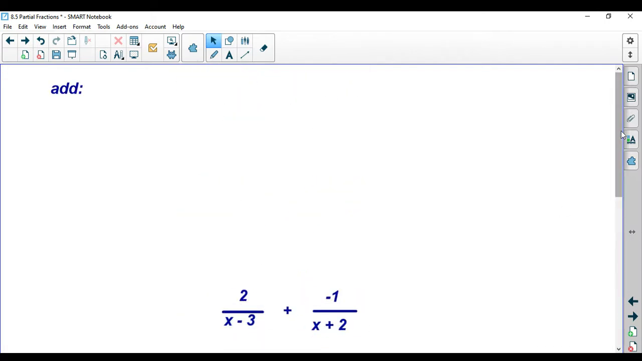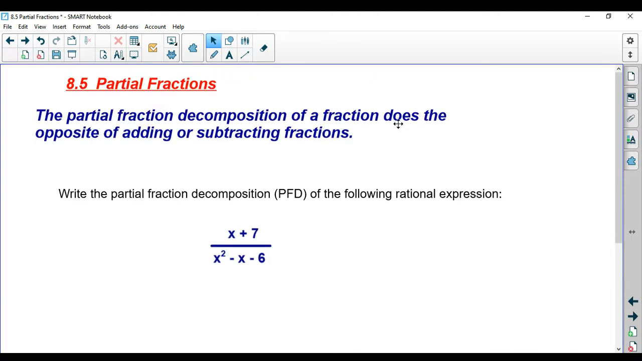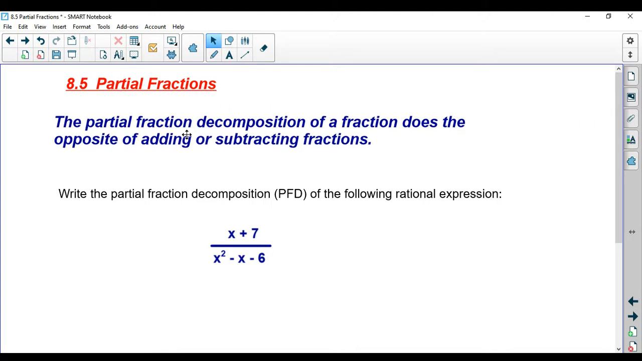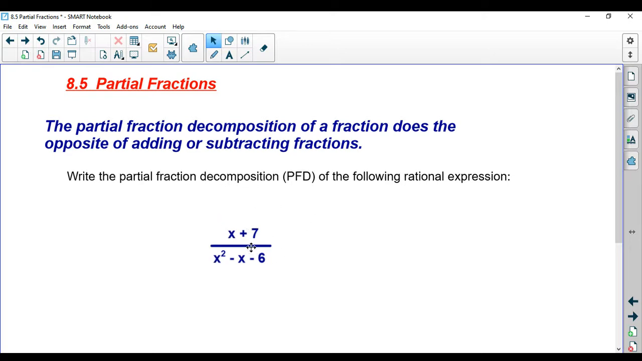this sum. So what partial fraction decomposition does is just the opposite. You're going to be given this answer, and we're going to decompose it into the sum of its parts. So we're going to start with it and get the sum of its parts.